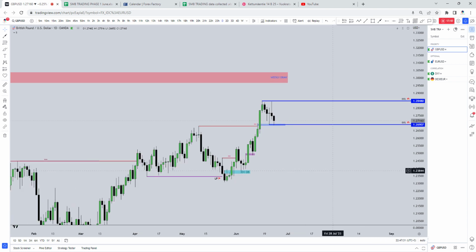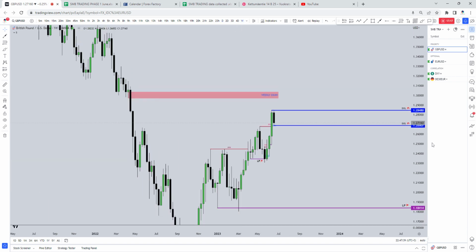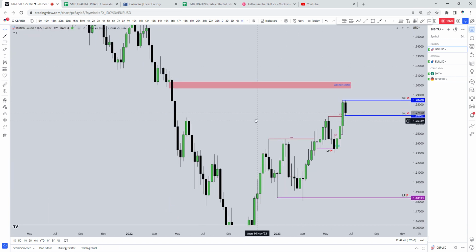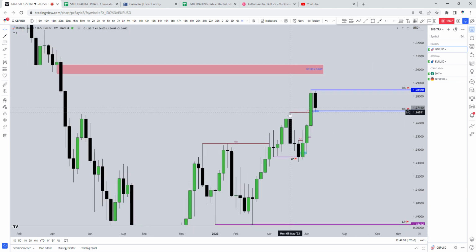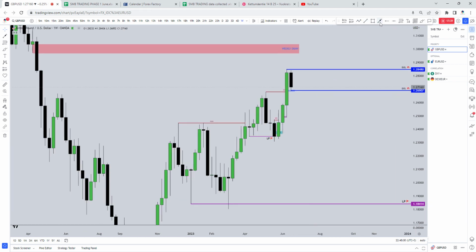Now, what I'm looking at on the British pound is that on the weekly, I see this draw on liquidity. Why is it a draw? Because we have imbalance here, price delivered on the one side. We have an order block right here, and that could be a draw on liquidity. Price could be drawn to touch here. All right, and then on the weekly also we have a break in structure. So until this low is taken, I'm still bullish on GBP USD.